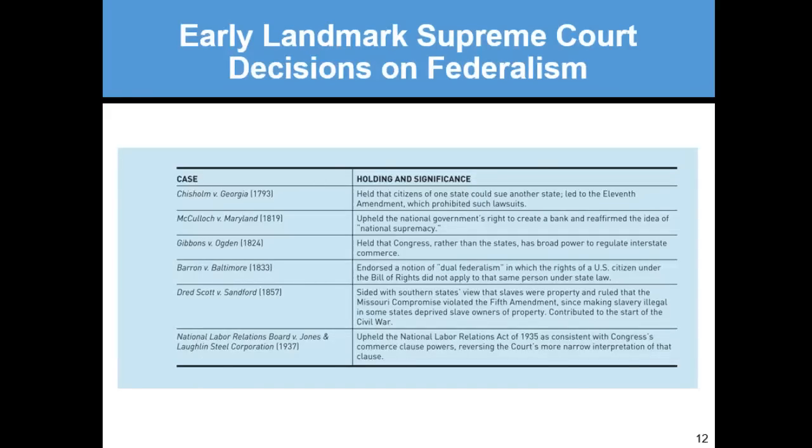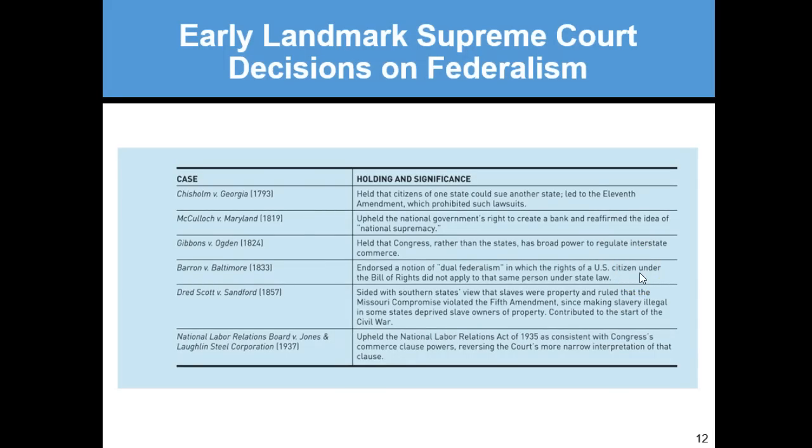All right, a few more cases. The case of Chisholm versus Georgia in 1793 holds that citizens from one state could sue another state, which led to the 11th Amendment, which prohibited these lawsuits. McCulloch versus Maryland in 1819 upholds the national government's right to create a bank and reaffirms the idea of national supremacy. Gibbons versus Ogden in 1824 holds that Congress, rather than the states, has the power to regulate commerce between states.